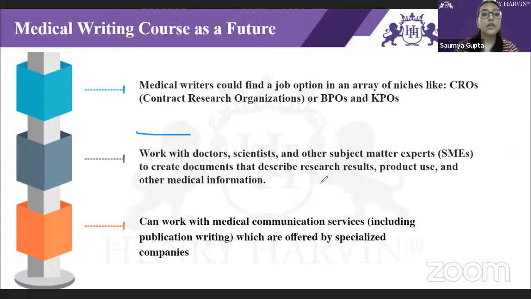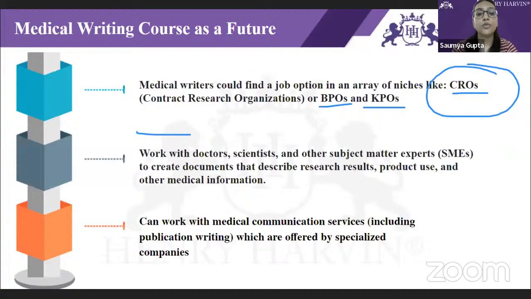Medical writers can find job options at CROs, and they can work at BPOs and KPOs, but CRO is the most prominent field where medical writers are interested to work, where they are involved in writing documents related to clinical research. If you don't want to work as a full-time employee, you can work as a freelancer also. You can take medical writing as your part-time job as well.